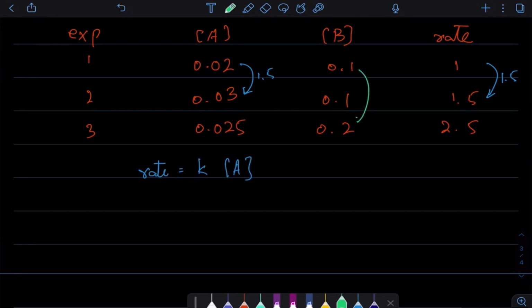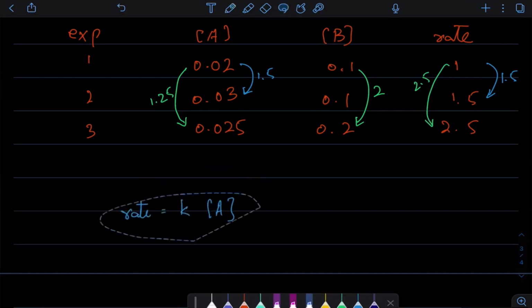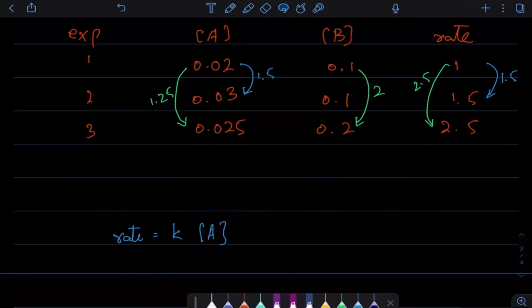B यहाँ से double हुआ है, but ये double नहीं हुआ है. This has increased by what? 1.25? Yeah, 1.25. So this has doubled, and this has gone up by 2.5. Now this is a weird problem, क्योंकि हमें नजर आ रहा है कि दोनों का impact है, and I want to isolate the impact of just B.